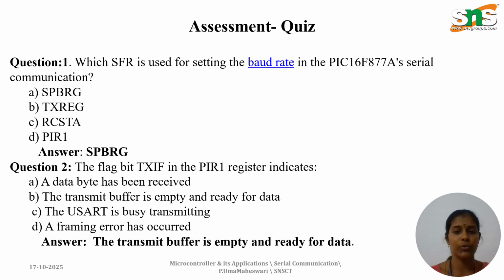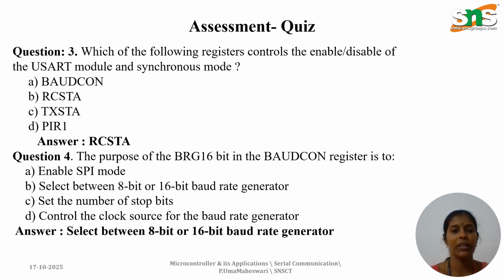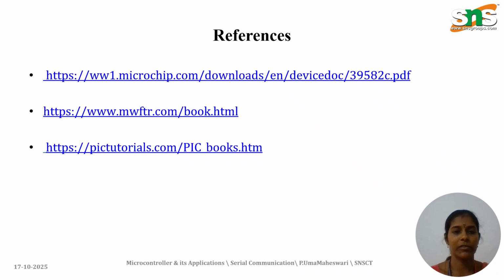Which SFR is used for setting the baud rate? In the name itself, you can see TX and RC are the transmitting and receiving ones. So SPBRG is the most important one for setting the baud rate. And which flag bit register indicates what, which of the following registers controls or enables and disables the USART module, and what is the purpose of the baud rate control register?